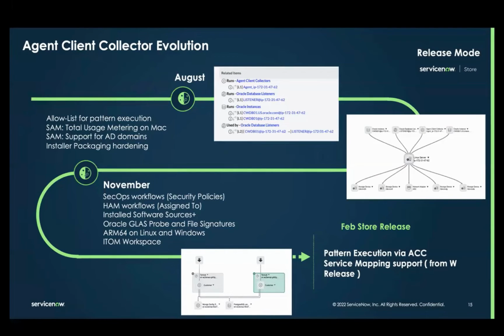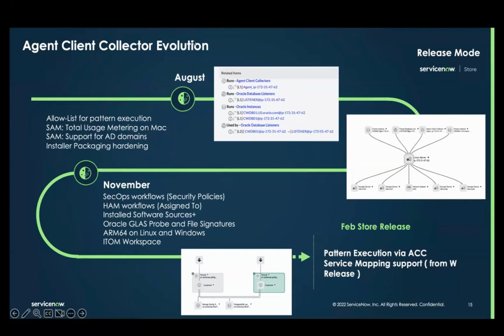Yeah, I mean, Agent Client Collector has been a huge evolution. You might have seen ServiceNow launched ACC a while ago, and the product has been maturing over the years, where we added supportability to many operating system flavors. We introduced new security posture measures for software asset management. The agent now can collect total software usage metering on both Windows and Mac. A lot of great enhancements were introduced.